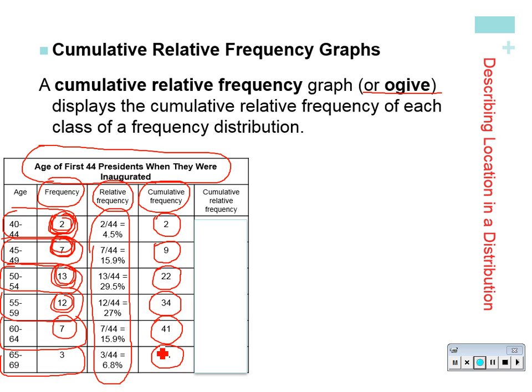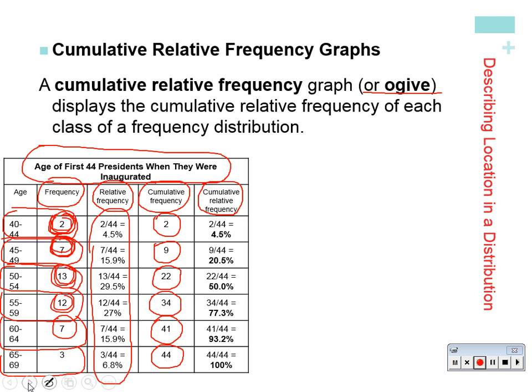And then if we're talking about the cumulative relative frequency, that's where we take our frequencies and convert them to percentages. So if you take a look at this column here, it's still out of 44, but notice what we have here. For this first group, we're basically saying that 4.5% of the first 44 presidents were ages 40 to 44 when they were first inaugurated. Then you have this group here, this 9 out of 44. There were 9 presidents who were anywhere from 40 to 49 years old when they were first inaugurated, et cetera.